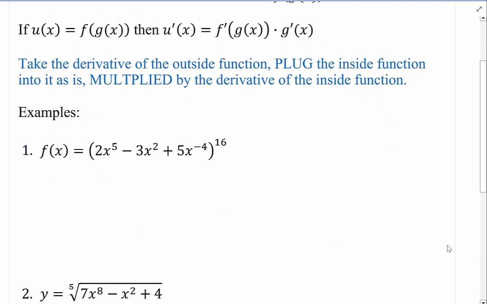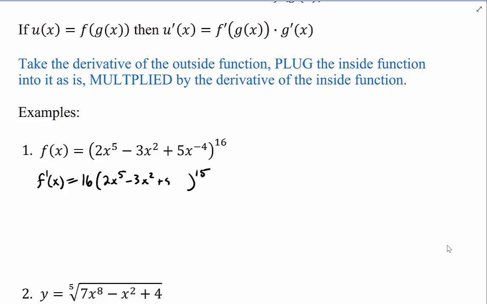And so looking at our first example here, I can see that I do have a function that is inside of something to the power of 16. And so then I ask myself, what is the derivative of the outside function, which is x to the power of 16? I usually use something instead of x. So the derivative of something to the 16 is going to be 16 something to the 15, right? Using my power rule. I then plug the inside function untouched into that, and then multiply by the derivative of the inside function.